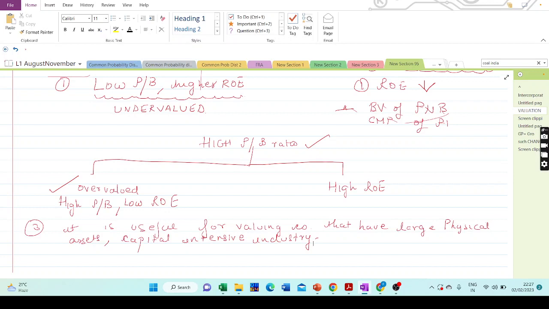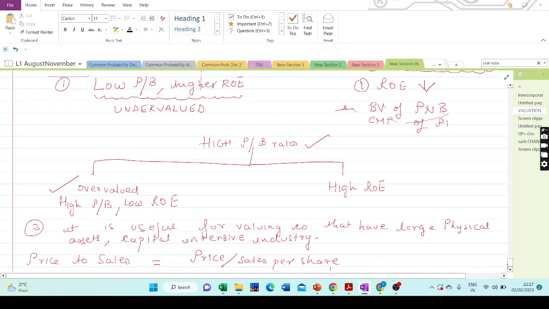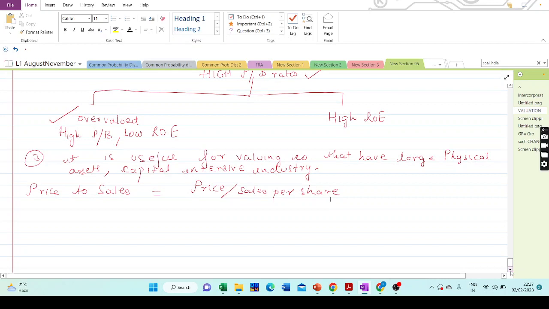Okay, guys, the next ratio is price to sales. How do we calculate this? Price by sales per share. Now, this ratio is hardly used in the markets, but it has just one advantage. Can you think of it, guys? What would be the advantage of this particular ratio?